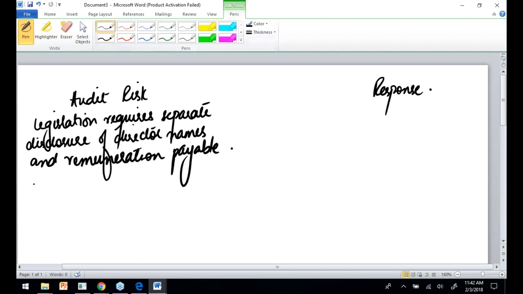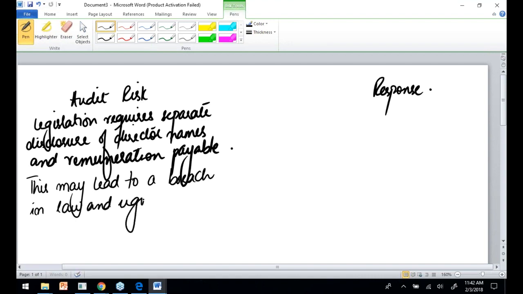The second line is, this may lead to a breach in law and regulation. This is the explanation of the risk.